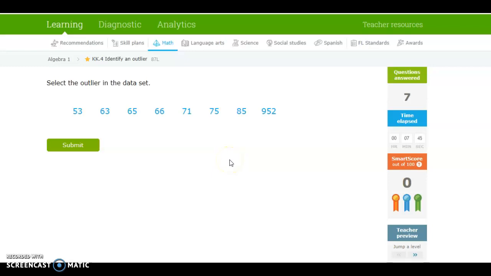I hope everybody's IXL is going well so far for the week. This is the last one that you have to do for this first week. It is KK.4, identify an outlier.